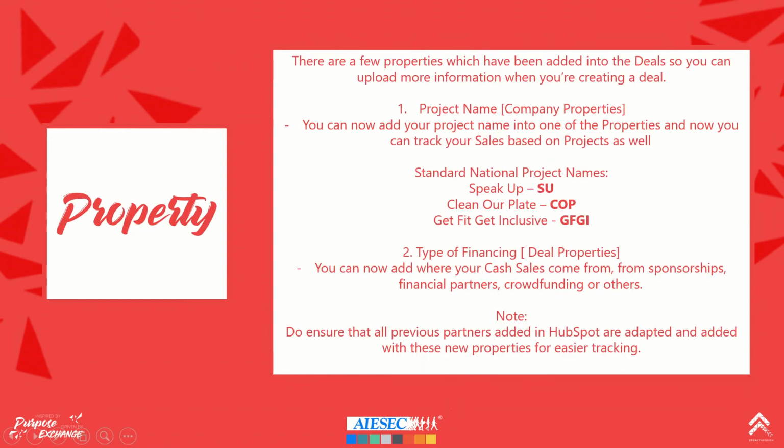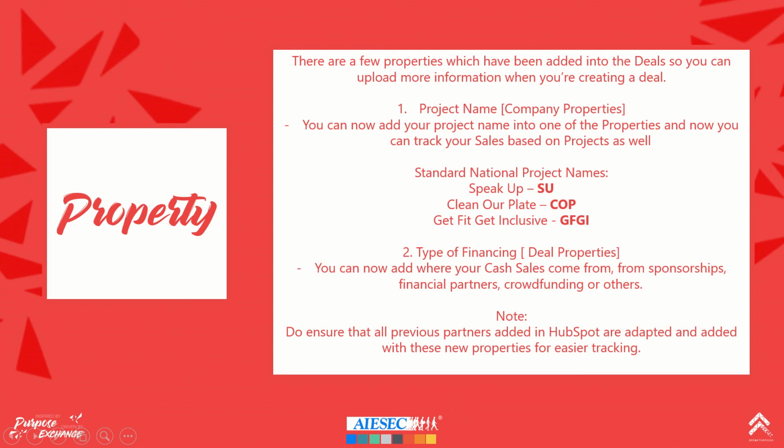Next, I'm going to explain about properties. There are a few main properties added into the deal, which you can use to filter and track your sales better. Two main things. One is project name. Project name is under company property. What company property means is that when you add a company or any organization into HubSpot, you can directly add the project name in sync with that project itself.